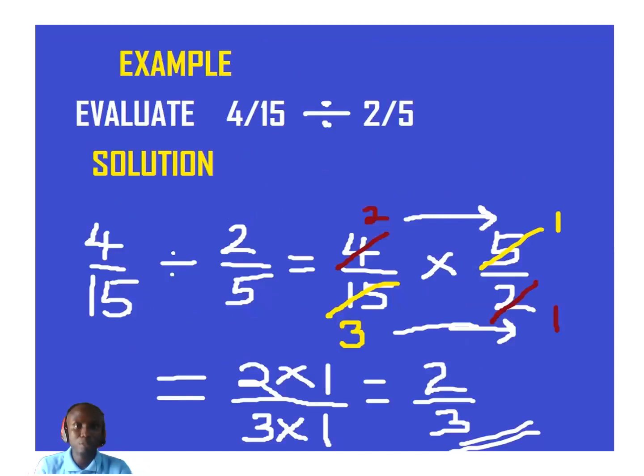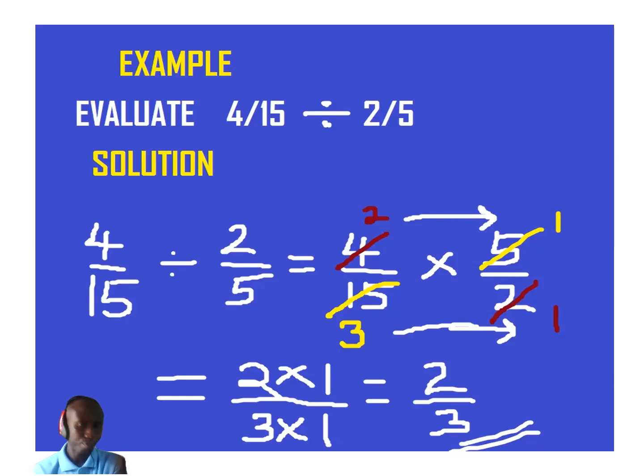Now, last but not least, this is actually an example before the class activity and homework. An example on fraction division. So let's look at it. 4 over 15 divided by 2 over 5. So 4 over 15, you change the division sign to multiplication sign, gives you times. Then you invert the second fraction, which is 2 over 5, take the denominator up and bring down the numerator. You have 5 over 2.